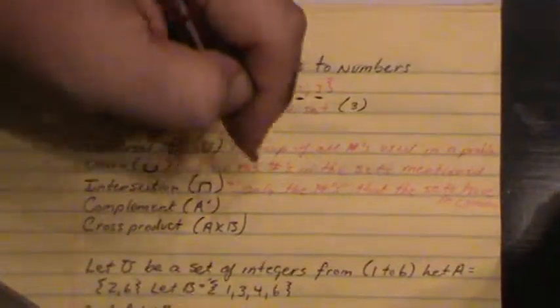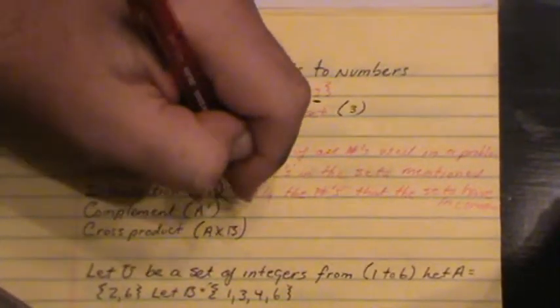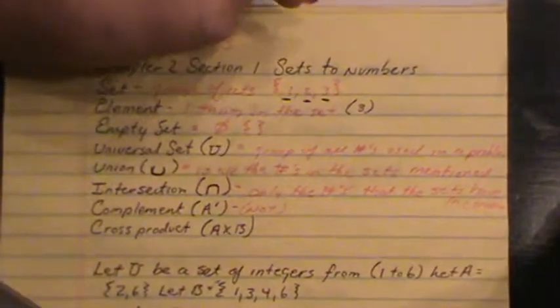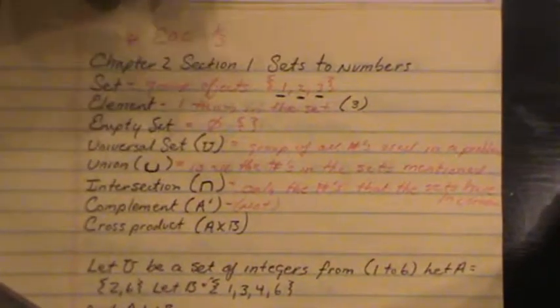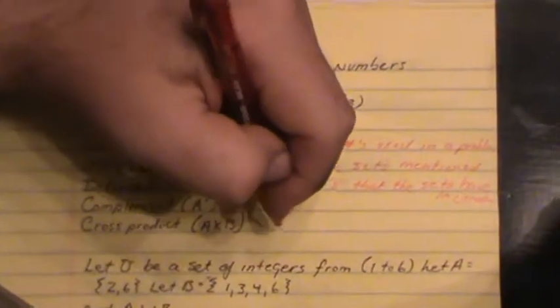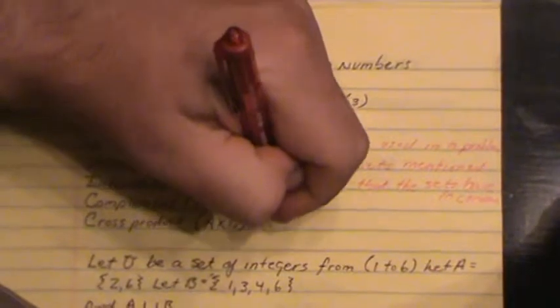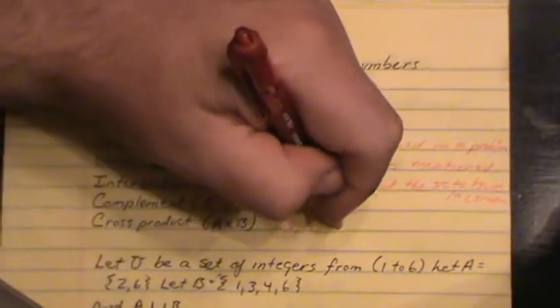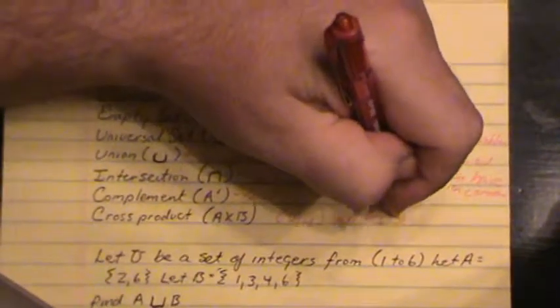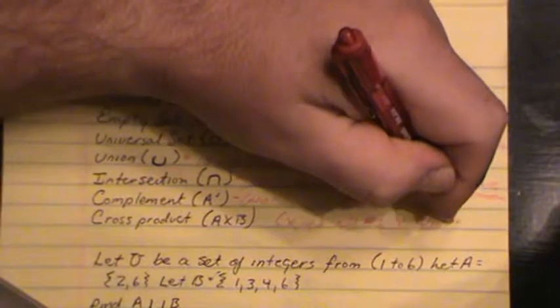A complement, just remember the word not. Whenever you see that, it means that set is not included. And a cross product is placed in the value of an XY value, and it's all the numbers in one set times all the numbers in another set.